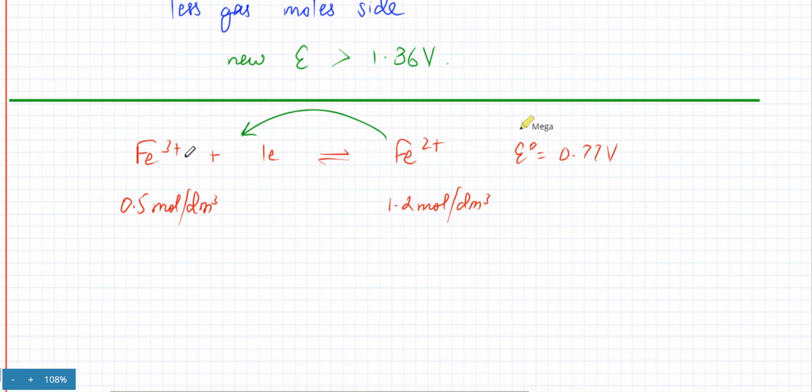Or vice versa, you could say that the Fe3 plus concentration has been decreased. The equilibrium would try to do the opposite, to increase it by making more of it. So if it moves in the backward direction, more electrons are going to be produced, and the new potential is going to be more negative, lesser than 0.77 volts. Why? Because the reaction is shifting in the backward direction and more electrons are getting produced.